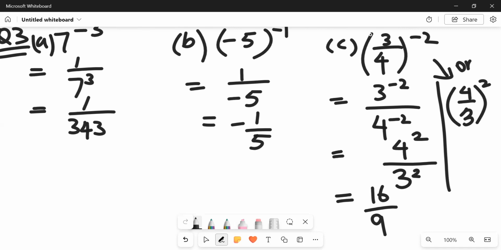Here is another way. If I switch the fraction, the answer will be the same. So even if it's 3 square over 4 square, it'll be 16 over 9? Yes.